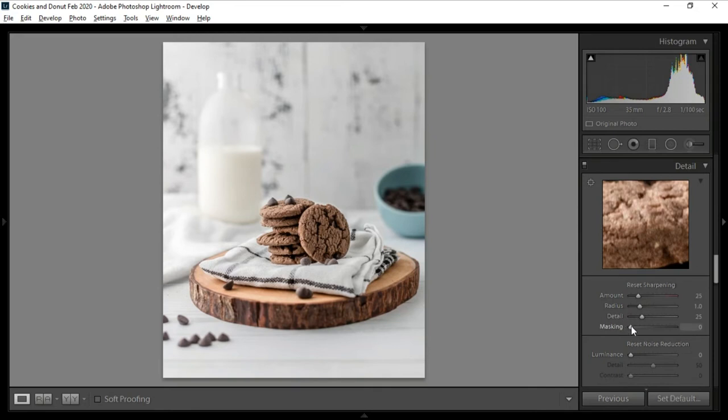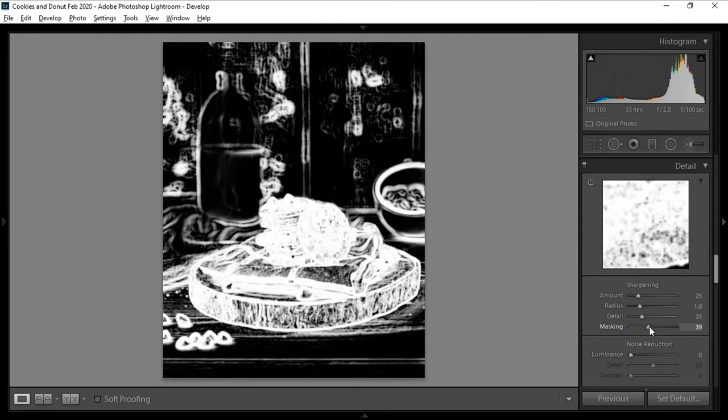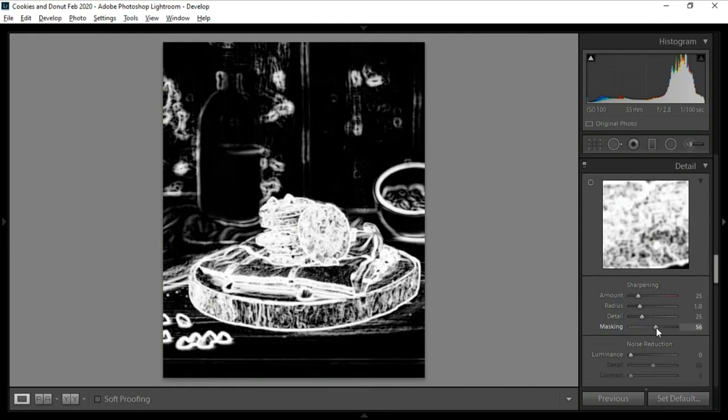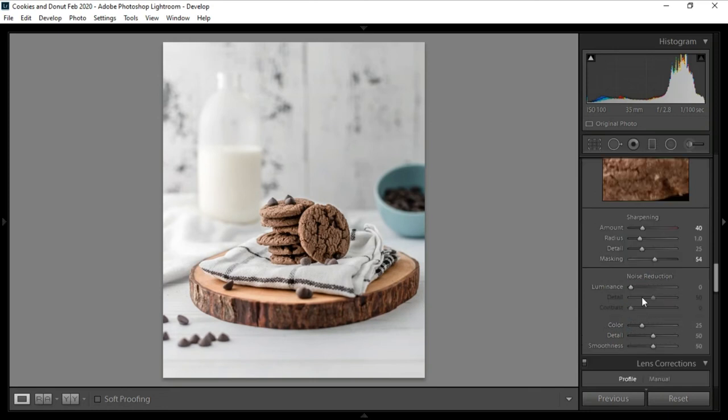Give sharpening masking around plus 54. And its amount around plus 40. Give noise reduction around plus 30.